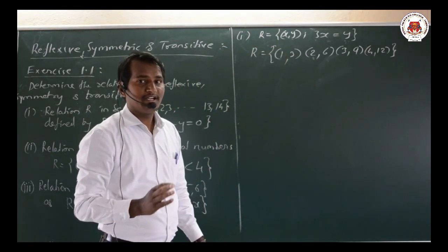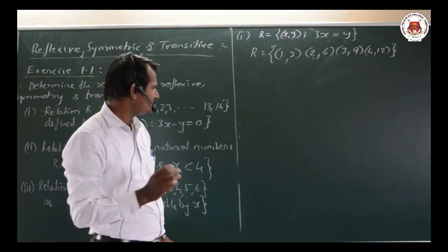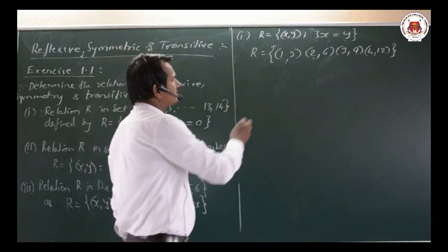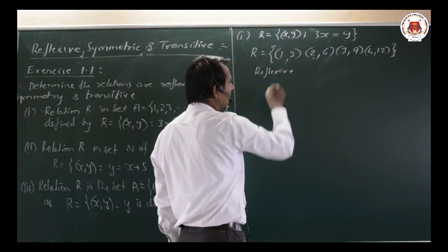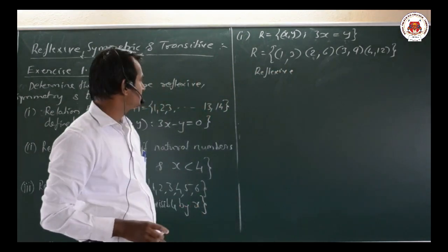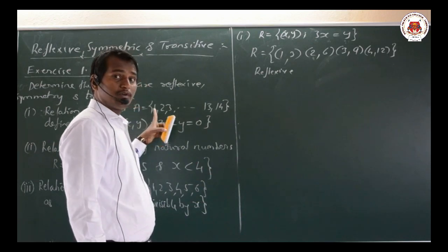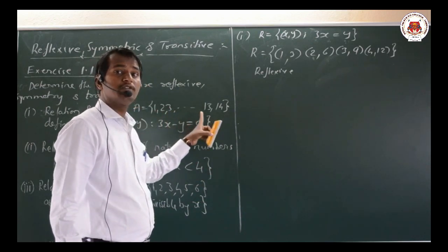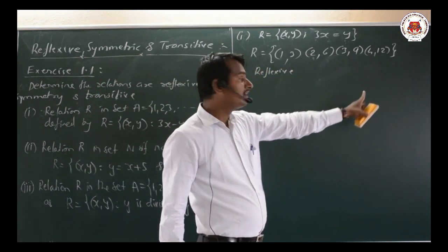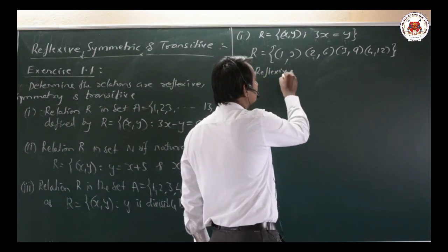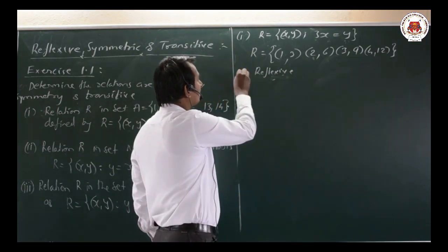We shall find out now reflexive, symmetric and transitive. Okay, dear friends, first of all we shall start with reflexive. Reflexive means we have to check for (1, 1), (2, 2), (3, 3), like that, so on till (14, 14) we should have here, but we don't have any such elements, therefore it is not reflexive.